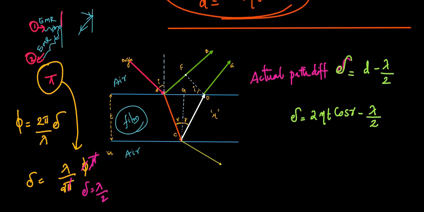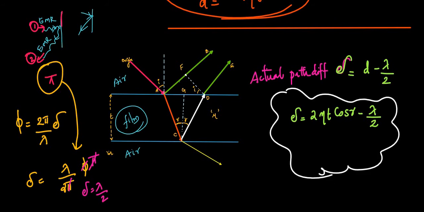Okay, now we have the final equation for the thin film when it is exposed to some kind of light, say white light. Then we will get an interference pattern. The path difference corresponding to that interference pattern is delta equal to 2 mu t cos r minus lambda by 2, because the light ray is initially reflected from the surface of a denser medium.